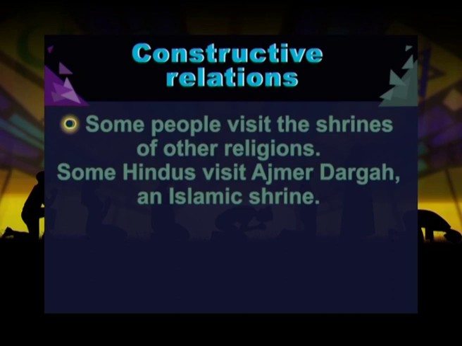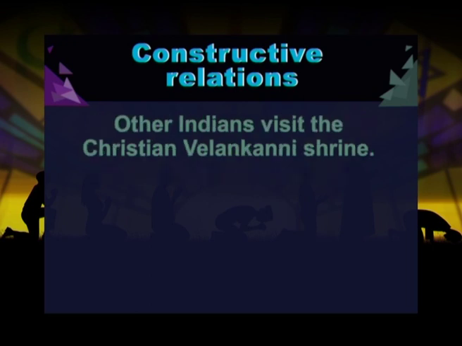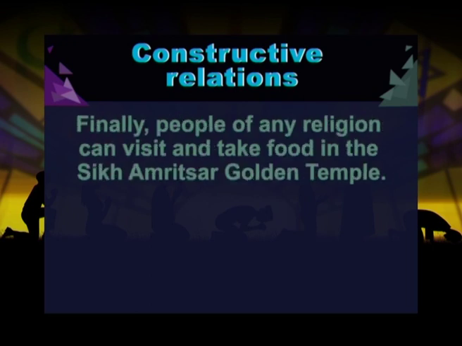Some people visit the shrines of other religions. For example, some Hindus visit Ajmer Dargah, an Islamic shrine. Meanwhile, some Muslims visit the Hindu Sabarimala temple and Vavar shrine. Other Indians visit the Christian Velankanni shrine. Finally, people of any religion can visit and take food in the Sikh Amritsar Golden Temple.